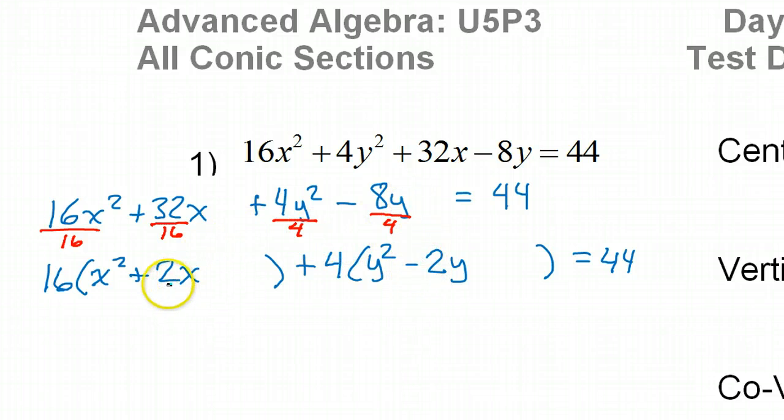Anyway, time to complete the square. So half of this is 1. 1 squared is still 1. Be careful though, I'm not going to add a 1 over here. This is really 16 times 1, which is 16. Similarly over here, half of 2 is 1, and 1 squared is 1. So I'm going to put a plus 1 right here. But here again, I'm not going to add a 1 over here. This is 4 times 1, which is 4. Okay, so that's what I have.